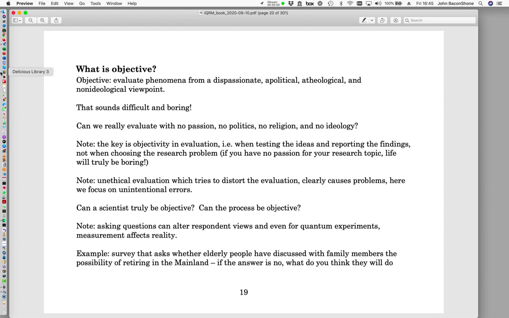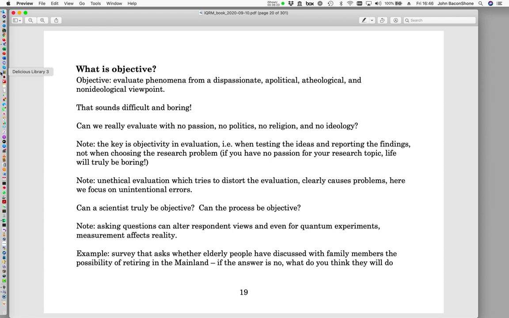We were being very passionate about what we believed in and what we thought were the right ways to do things and the wrong ways. But this says we need to evaluate without passion. We need to recognize that the key here is objectivity in evaluation. In other words, when we are evaluating the things that we observe and measure, that's where we need to evaluate without passion, politics, religion, or ideology. So this is when we're testing the ideas and reporting our findings.